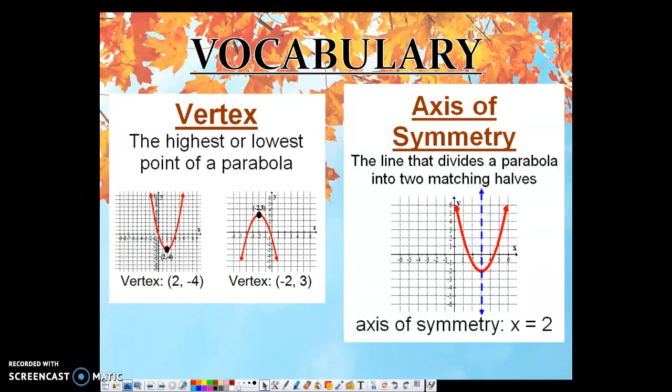Vertex. The vertex is either the very highest or the lowest point of a parabola. So in this little parabola here, it's this little dot at the very bottom, and in this parabola it's the little dot at the very top. Axis of symmetry is the line that divides a parabola into two matching halves. So notice that this parabola looks the same on one side as it looks on the other. This line that goes straight through the center of it is called an axis of symmetry. And we call it x equals 2 because it crosses through the x-axis at, well, it should say 3. So it should say x equals 3.